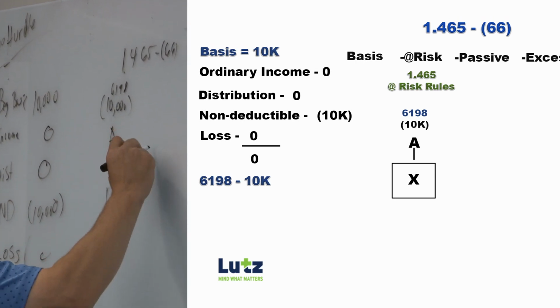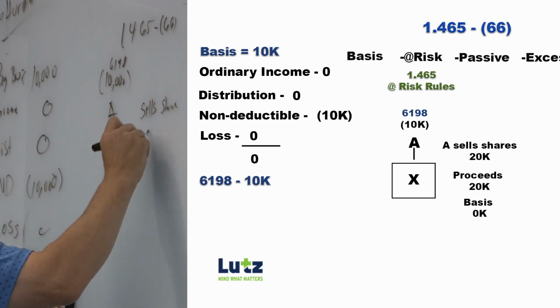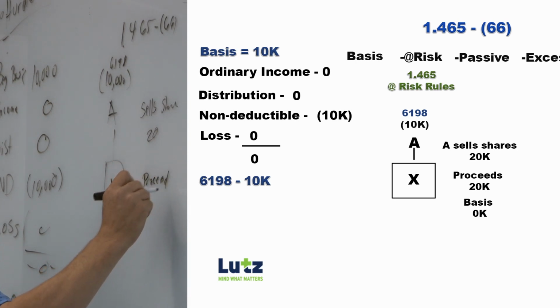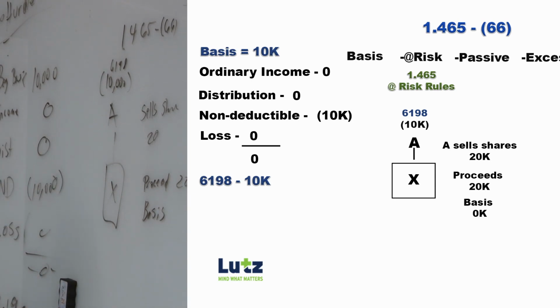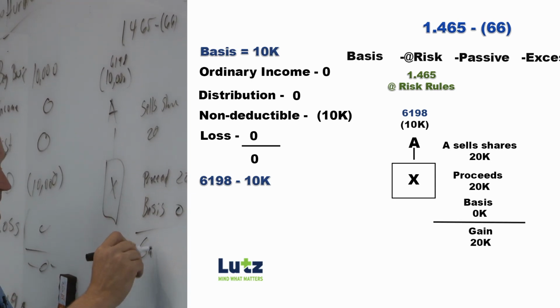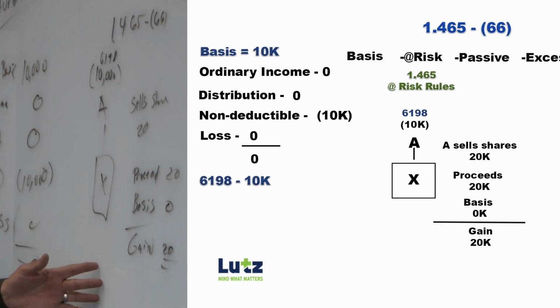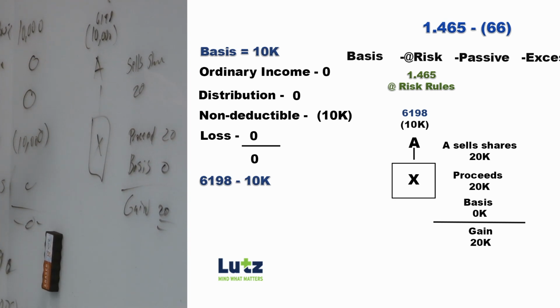A sells shares for 20,000. Proceeds 20. Basis, how much is my basis? 0. So what's my gain? Gain is 20. And now you're asking, well, if that's true, what happens to this basis?